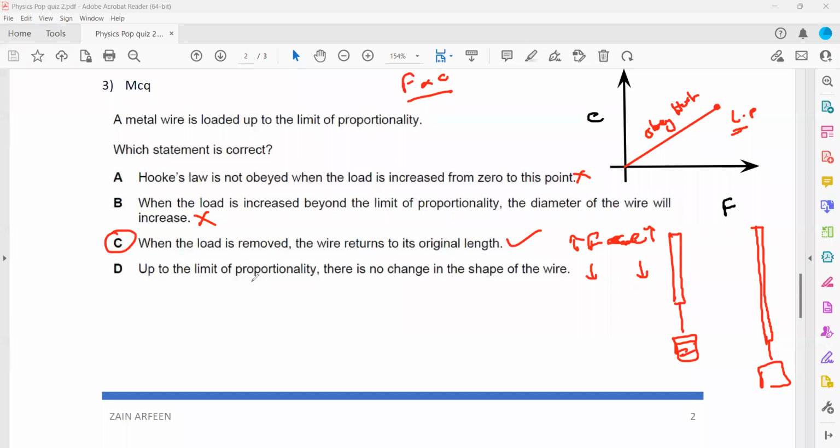Why not D? Up to the limit of proportionality, there is no change in shape of a wire. That's wrong because the wire will stretch. So there will be a change in shape or a change in length. So this one is not correct. Because if you are applying a load or a force, the object will stretch. But option D states that it does not stretch or does not change the length, which is totally incorrect. Is it clear? Question 3.